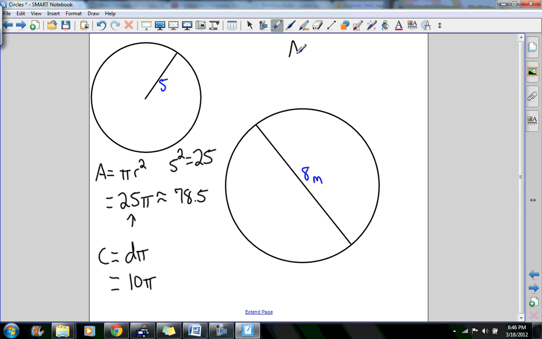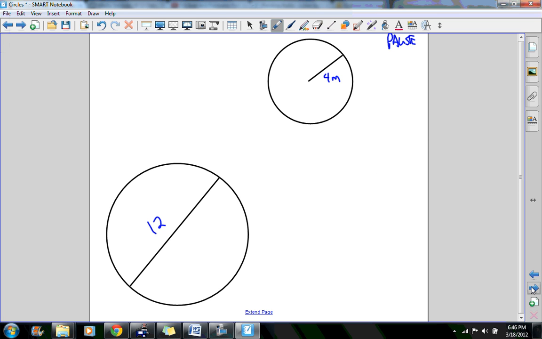Now here, the area is pi r squared. Well, 8 squared is 8 times 8, which is 64. Oops, sorry about that. This is the diameter. So the diameter equals 8, so the radius equals 4, sorry. So radius squared is 16. So this is 16 pi, which we then can multiply out. The circumference is just going to be 8 pi. Now I prefer them this way, not in decimals. So pause, give these a try, see how it goes.